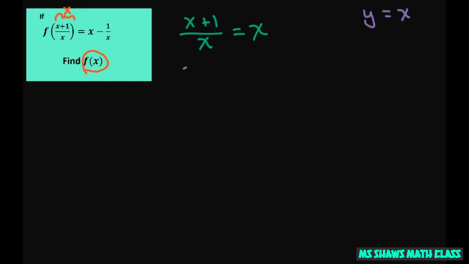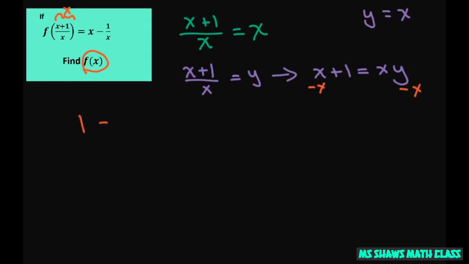And I'm going to write this as x plus 1 divided by x equals y, and then solve for x this way. And then I'll move it back. So when you cross multiply, you get x plus 1 equals xy. Now let's group our x's together. So I'm going to subtract x from both sides. So you're going to get 1 equals xy minus x, because that cancels out.